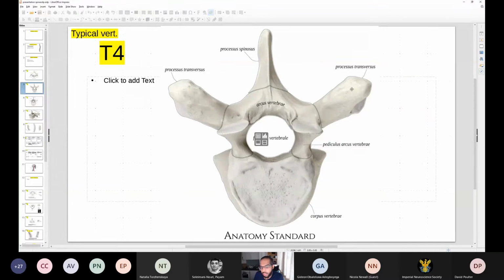Here you can see the body is a little bit larger compared to the cervical vertebra, and the canal is narrower compared to the cervical vertebra foramen. So the foramen here is a little bit narrower. So these are the main features of a thoracic vertebra.